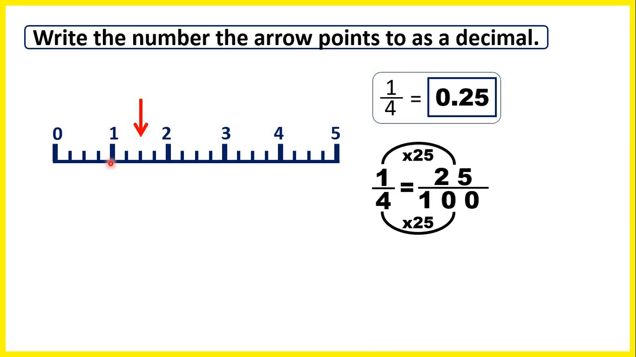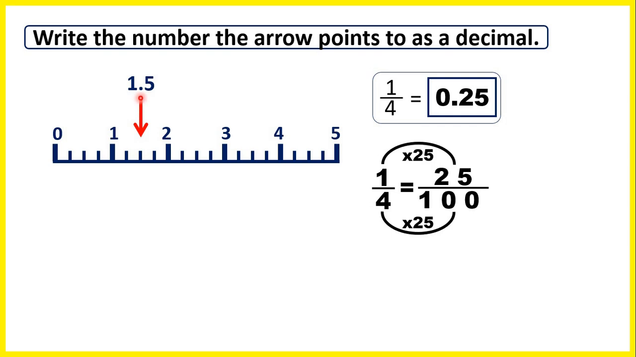Well, it's after 1, and it's 1 2/4 after 1. So 1 and 2/4 is 1.5. That's because 2/4 is the same as 50 hundredths, but rather than writing 0.50, we don't need zeros on the end, so we just write 0.5. But it's after 1, so it's 1.5.